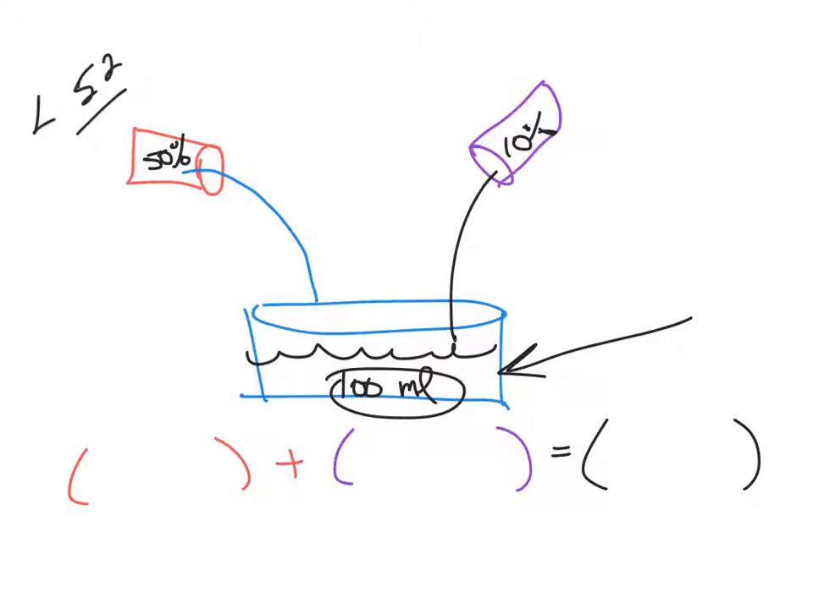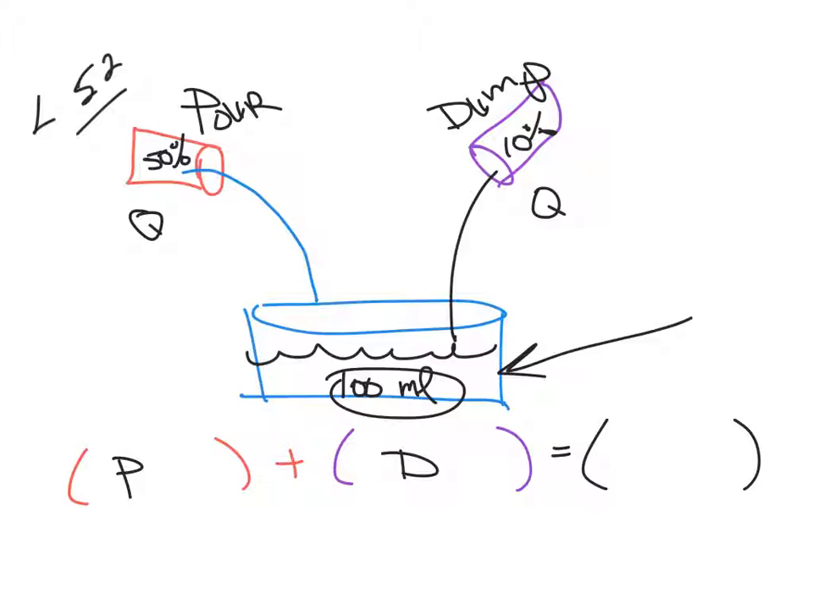So I'm going to put a quantity here, and I'm going to put a quantity here, add those together, and that gives me my 100 milliliters. Okay, so the amount I pour in from here, plus let's call this the amount I pour, and let's call this the amount I dump, just so that we know. But we're putting it all together. So the amount I pour plus the amount I dump is going to give me 100.